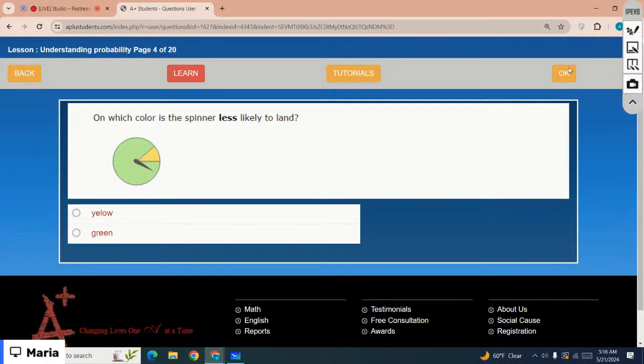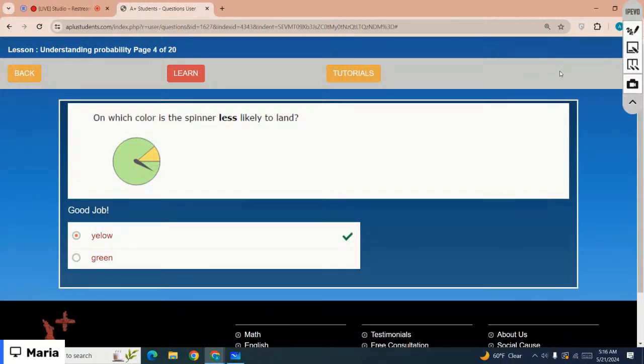On which color is the spinner less likely to land? So which is the correct option? The correct option is yellow. Yellow is the one on which the spinner is less likely to land.